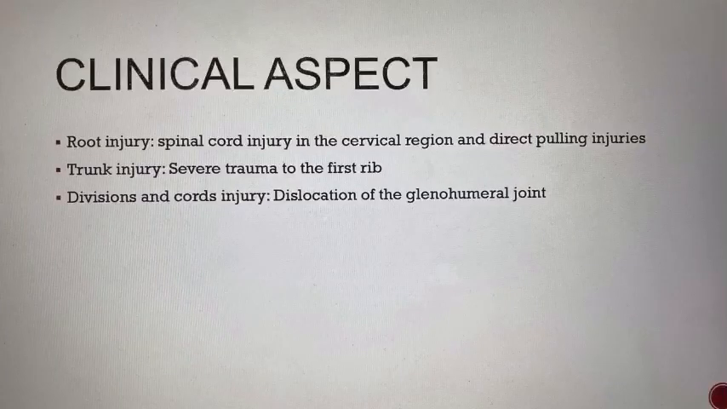Moving on to the clinical aspect. Injury to the brachial plexus can take place at 3 levels: at the root, at the trunk, and at the divisions and cords. At the root level, it is caused by spinal cord injury in the cervical region and direct pulling injuries. Trunk injuries are caused by severe trauma to the first rib. As we have already seen, the trunks pass over the first rib after originating from the roots. Divisions and cords injury is mainly due to the dislocation of the glenohumeral joint, that is the shoulder joint.